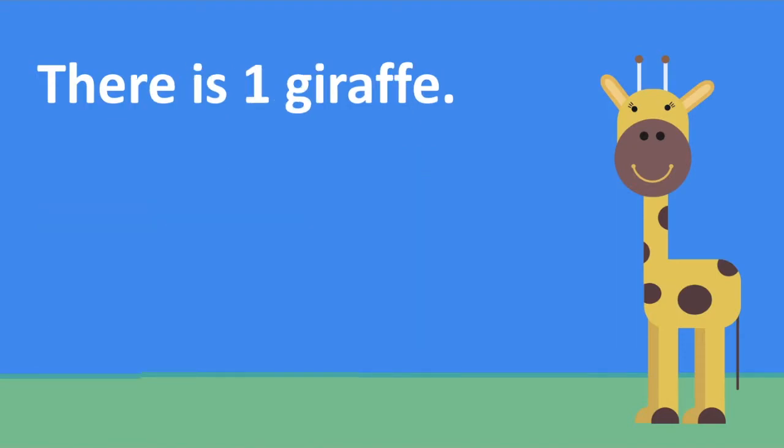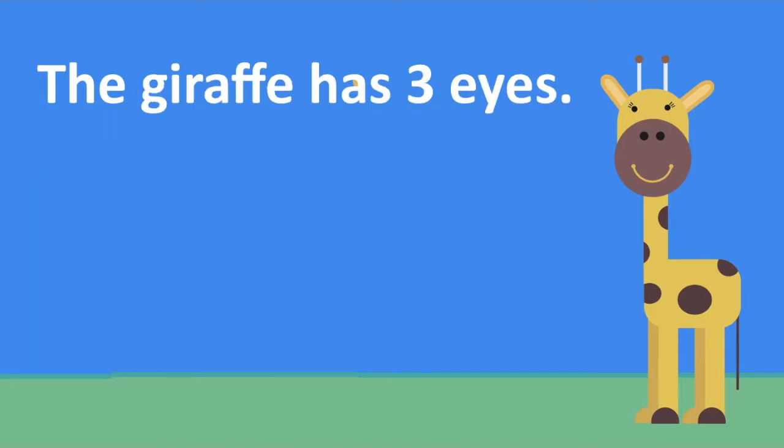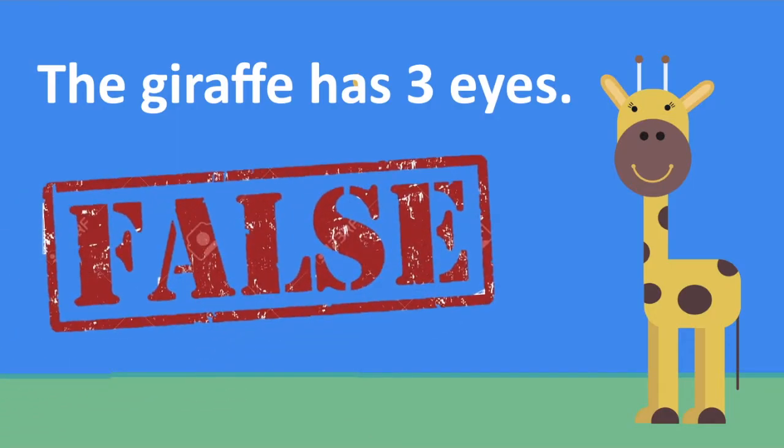You try. There is one giraffe. Is this statement true or false? That statement is true. There is one giraffe. What about the giraffe has 3 eyes? Is that statement true or false? That's false. The giraffe doesn't have 3 eyes. The giraffe has 2 eyes. So we say the statement is false.